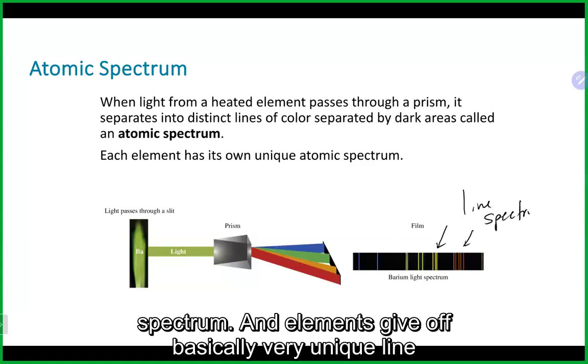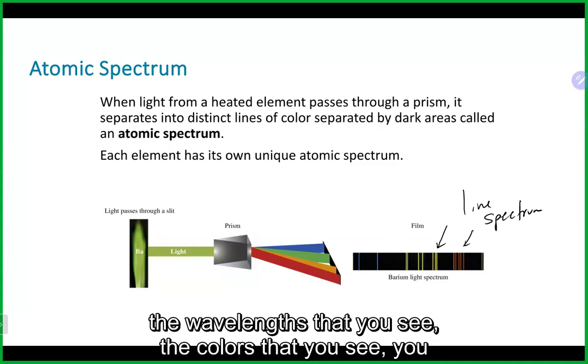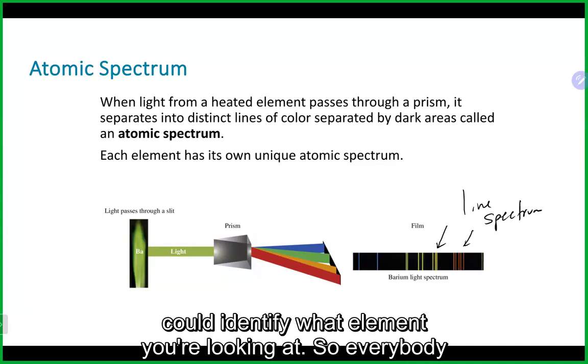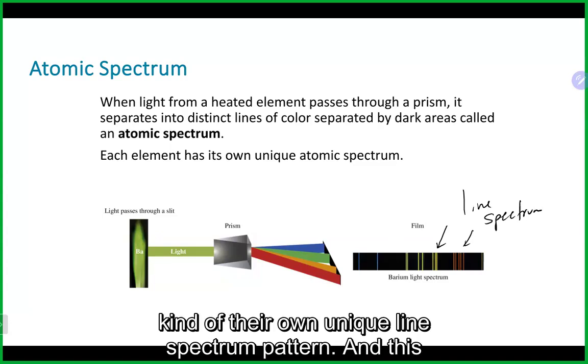Elements give off very unique line spectrums, to the point where, based on the lines you see, the wavelengths and the colors that you see, you could identify what element you're looking at. So everybody has their own unique, almost like a fingerprint, line spectrum pattern.